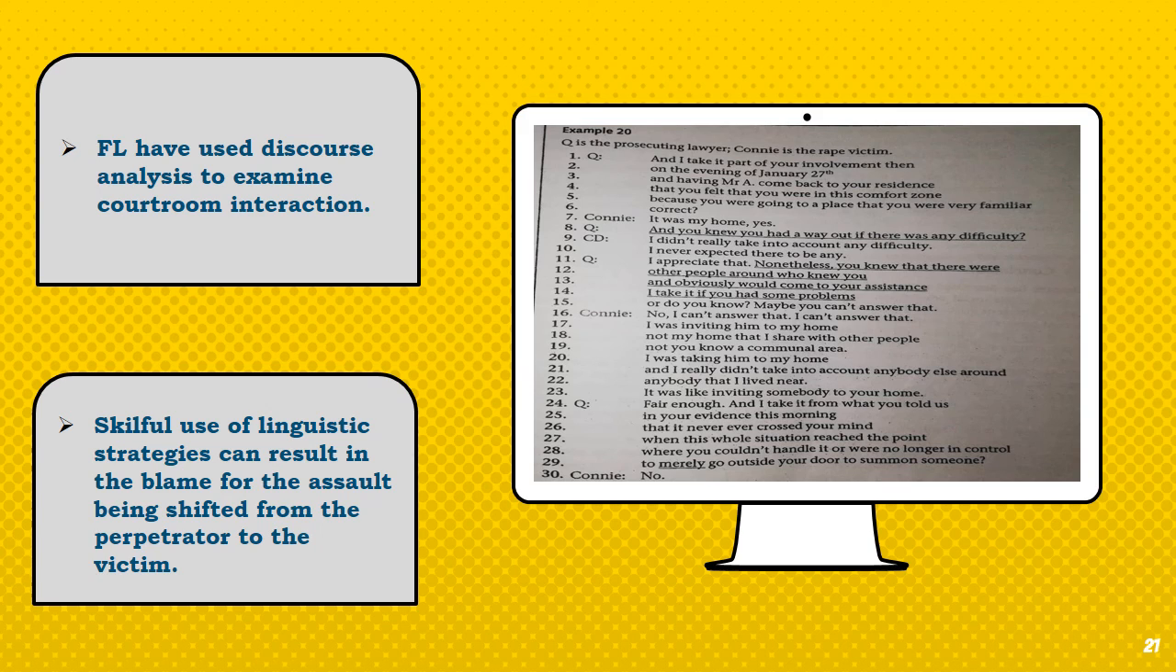Q: Fair enough. And I think it follows from what you told us in your evidence this morning that it never ever crossed your mind, when this whole situation reached the point where you couldn't handle it or were no longer in control, to merely go outside your door to summon someone. Connie: No.